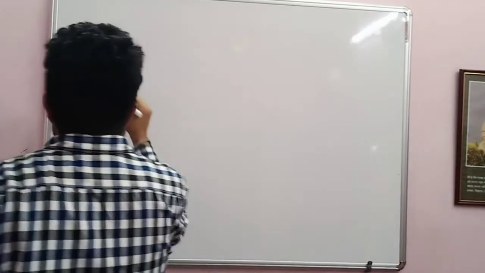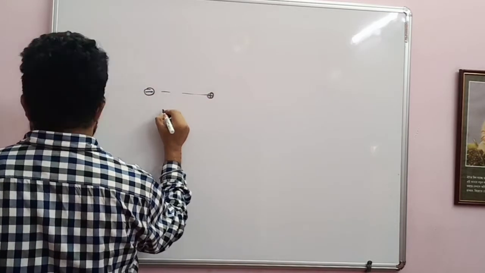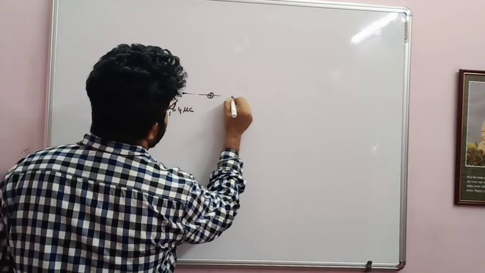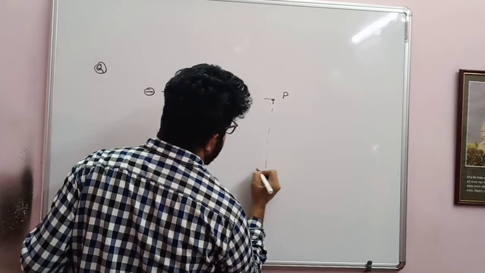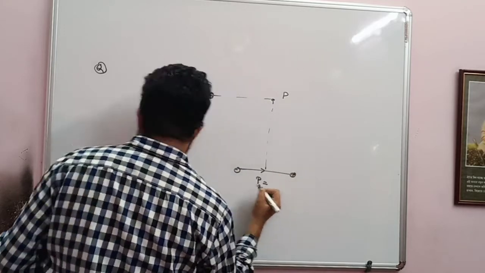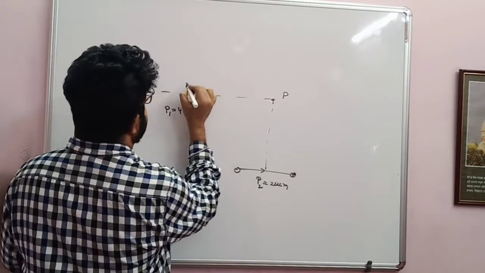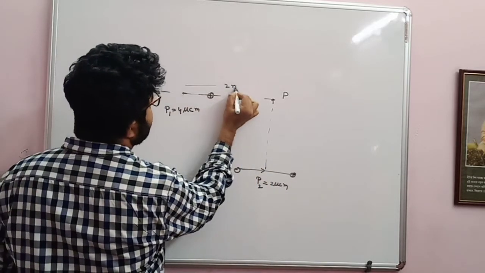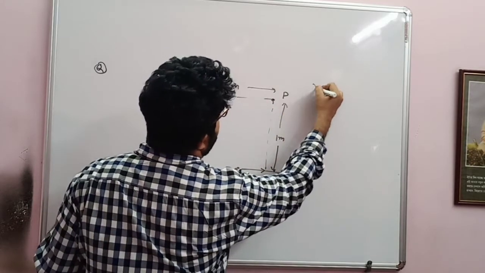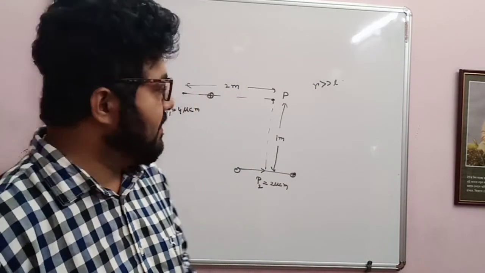Now I give you one numerical. Suppose one dipole is there. The value is P1, 4 microcoulomb meter. This is the origin. P is the position. One more dipole is there, P2, the value is 2 microcoulomb meter. The distance of this one is 2 meter and the distance of this one is 1 meter. It is given that for both dipoles r is greater than L. The distance is very large.